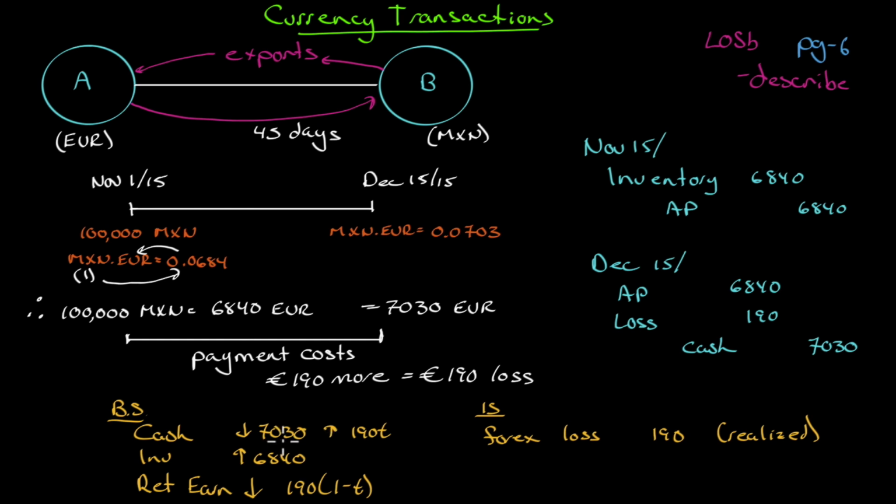We're going to spend 70.30. Our cash is going to drop by 70.30, but we have a loss on the income statement of 190, which will reduce our taxes. So the taxes that we pay will be 190 times the tax rate less. So it will increase our cash balance by 190 times the tax rate. Our inventory goes up 68.40. Our retained earnings go down by 190 times 1 minus the tax rate. And in our income statement, we have a Forex loss of 190, which is realized.